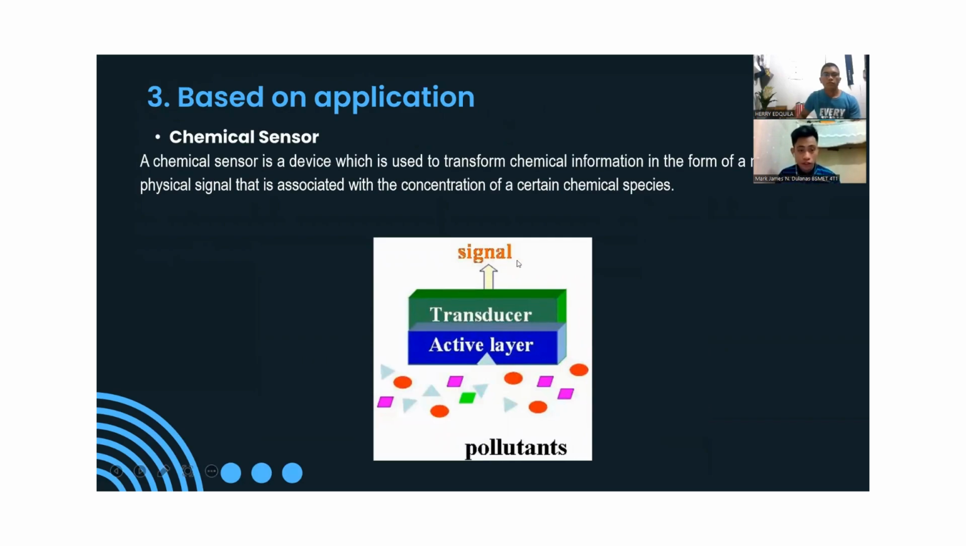Third is based on applications. We have chemical sensor. A chemical sensor is a device which is used to transform chemical information into a form of measurable physical signal that is associated with the concentrations of certain chemicals. The chemical sensor is an important component of an analyzer and may include some devices that perform the following functions. First, signal process, sampling and data processing. An analyzer may be an important part of an automated system.